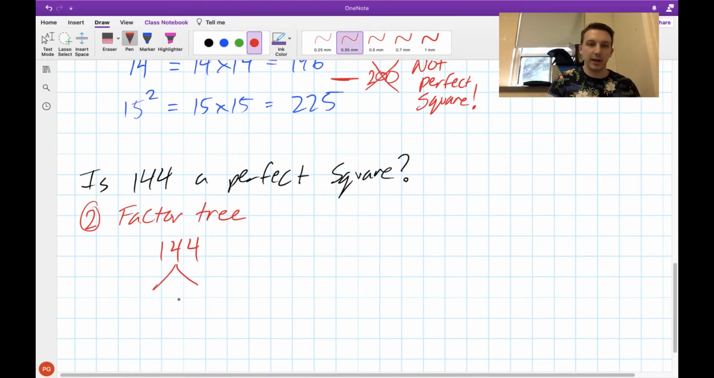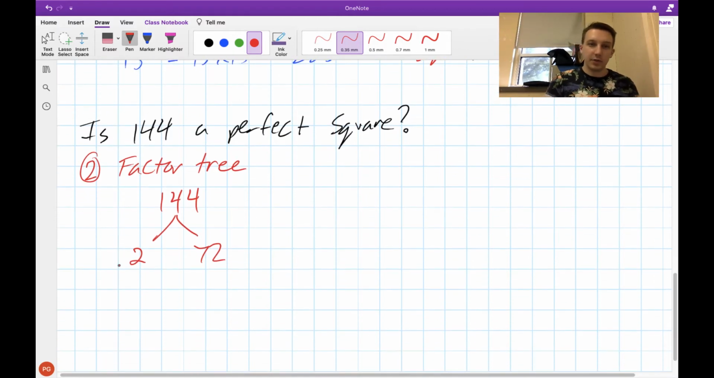So we draw 2 branches. On one of them we put the number 2, which is the number we're dividing by, and then we put the other number that we get as a result. So 144 divided by 2 would give us 72. And then we repeat the process again. For 2 here, there's no other number we can divide this by besides 2 or 1. So we're going to look at our other number here.